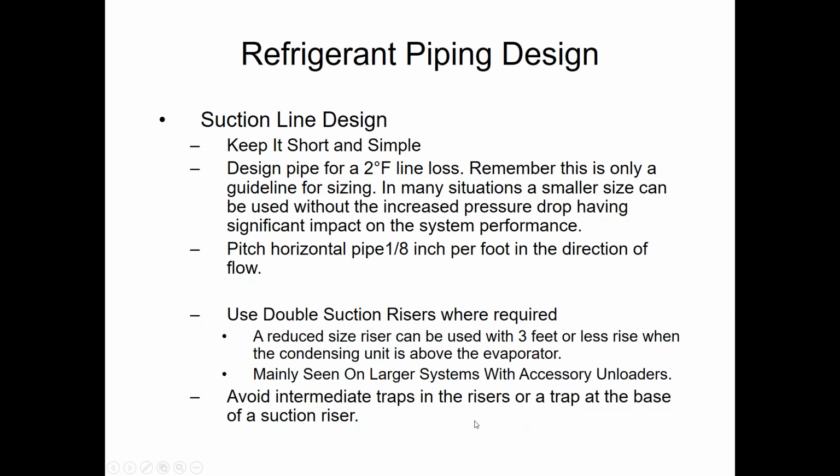We want either speed risers, which typically is a pipe that's one nominal pipe size smaller than your main suction run. And we use those at a 3-foot distance or less in the verticals. If you're over 3 foot, then we go to double suction risers if required. Okay, so we'll get into when they're required and how that's decided in a bit here.